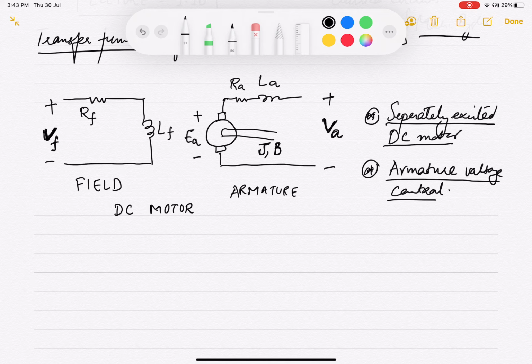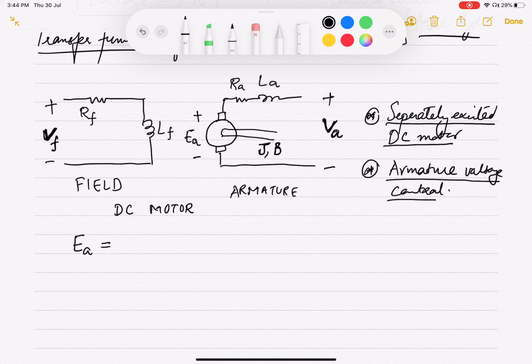Now let us look at the basic differential equations governing the operation of the DC motor. The equation that we have primarily, generally true for DC motors, is the back EMF. The back EMF is the EMF generated in the armature because the armature actually rotates inside a magnetic field.